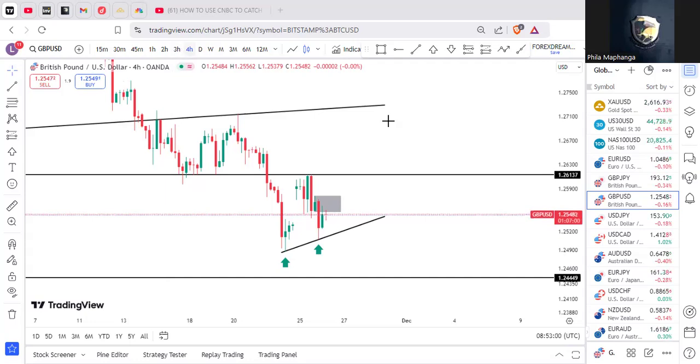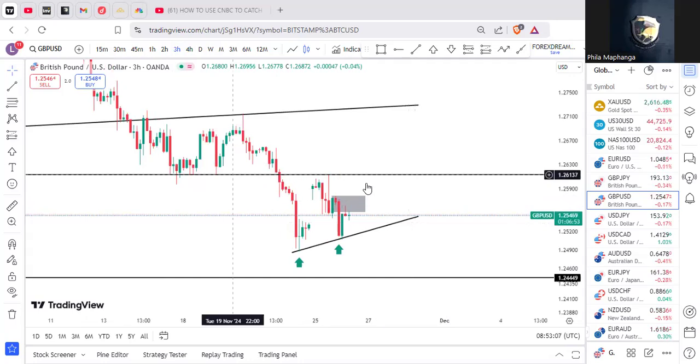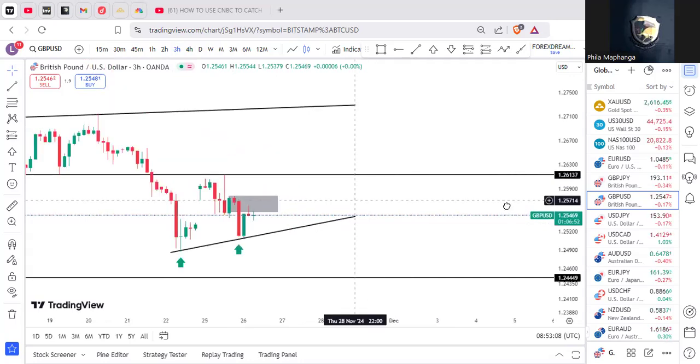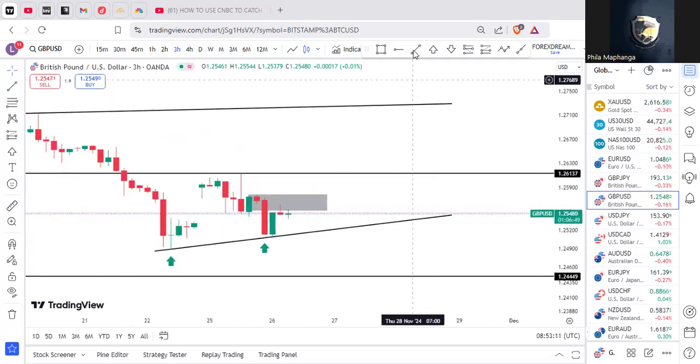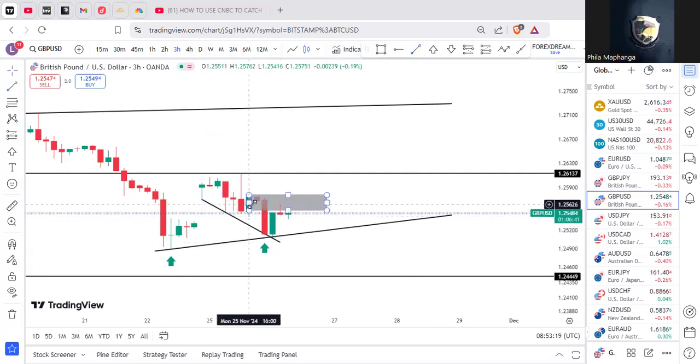Let's go to 3-hour. 3-hour is still showing us a continuation of the trend. You can still see the breakout structure. It is clear. Let's see the trend line that we had on Euro-US dollar. Let's see if it looks the same. Yes, it looks the same. You see the continuation pattern on 3-hour.